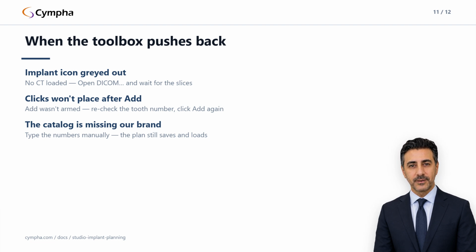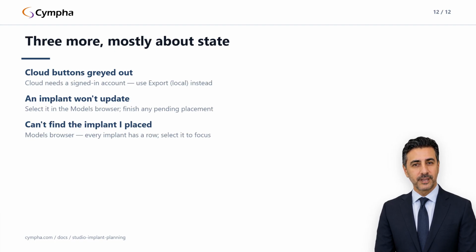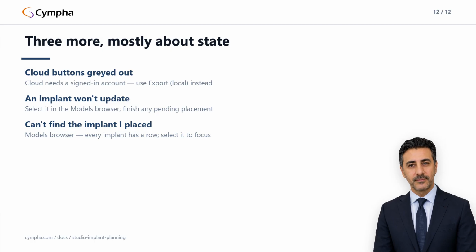An implant that won't update after you changed its diameter. Two possible causes, and check them in order. Make sure the implant you mean to change is actually selected in the model's browser at the top. Editing fields with nothing selected changes nothing. Then, if update is still disabled, a placement is pending. You armed Add and never clicked the site. Click in the 3-dimensional view to finish that placement, and update comes back.